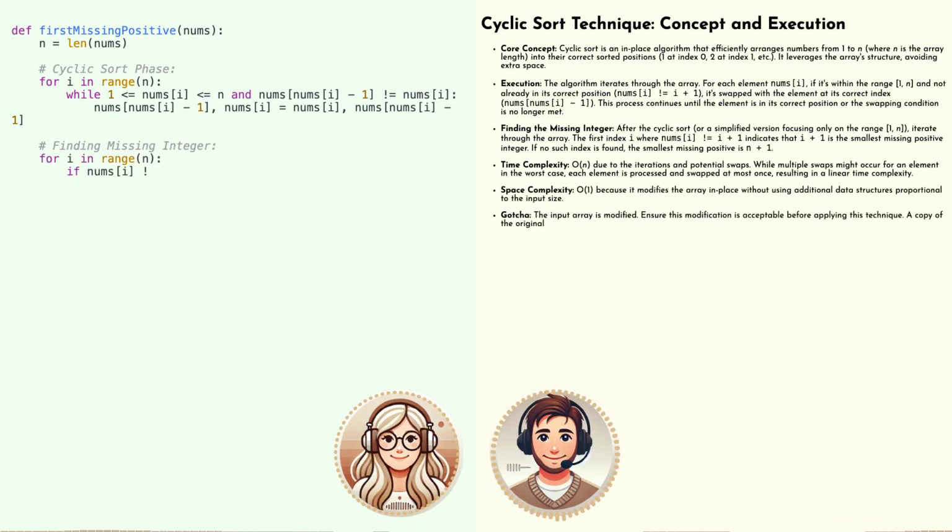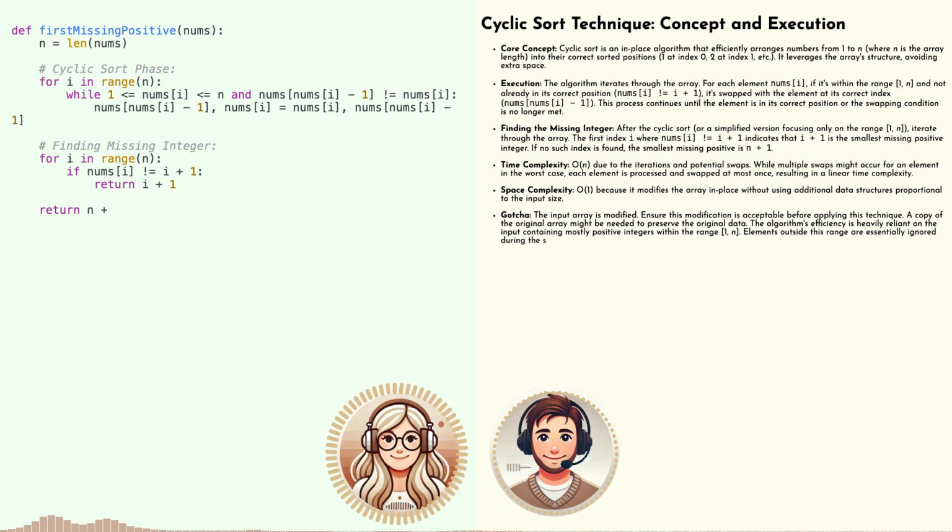How do we apply this card sorting idea to our missing integer problem? Well, we don't need to perfectly sort the entire array, just the numbers from 1 to n. So if we find the number 3, we want to make sure it ends up at index 2. Exactly. Now, if we come across a number that's not in its correct spot, what might we do? Following the card analogy, we could swap it with a number that should be there.